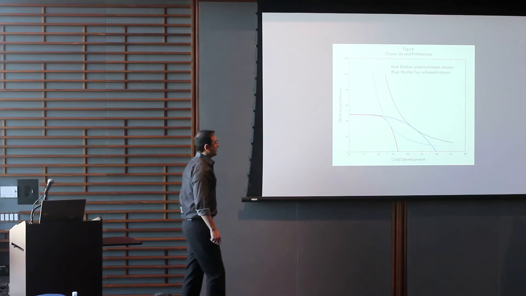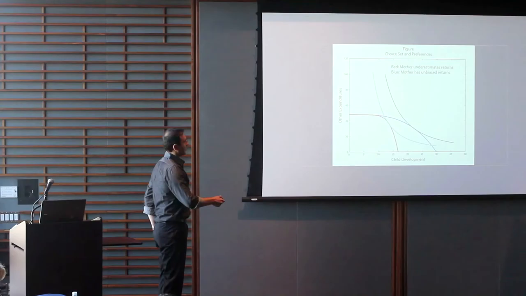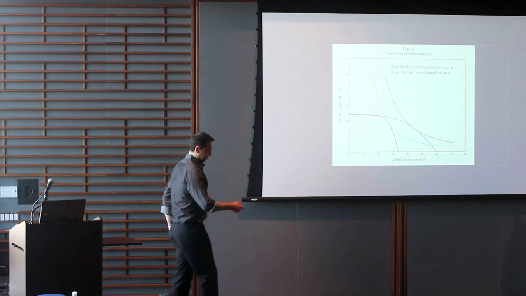So in that context, what I'm going to talk about today is, what if they don't know the production function? What if they underestimate, for example, the impact of certain inputs in the development of the child? In which case, even though this is the production process, the child developmental process is going to be determined by the blue line. That's what the real production function actually is.